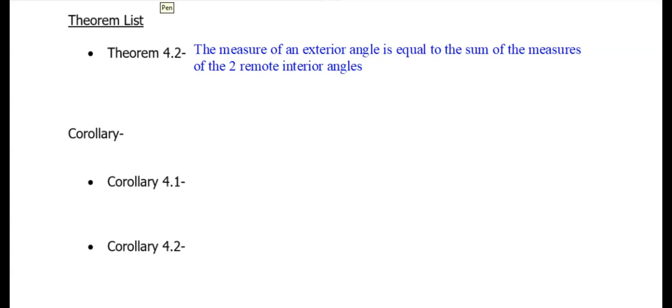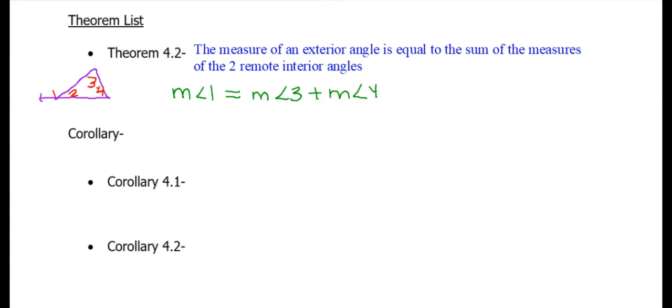So let's go ahead and draw a diagram that we saw on that last slide that looked like this, where there was an angle 1, and then we had angle 2, angle 3 here, and angle 4. So this theorem is telling us that the measure of angle 1 is equal to the measure of angle 3 plus the measure of angle 4.